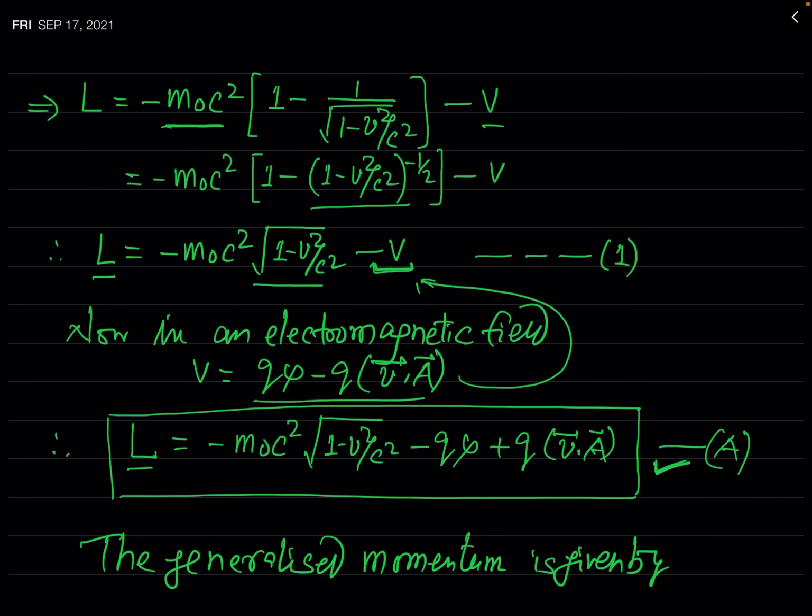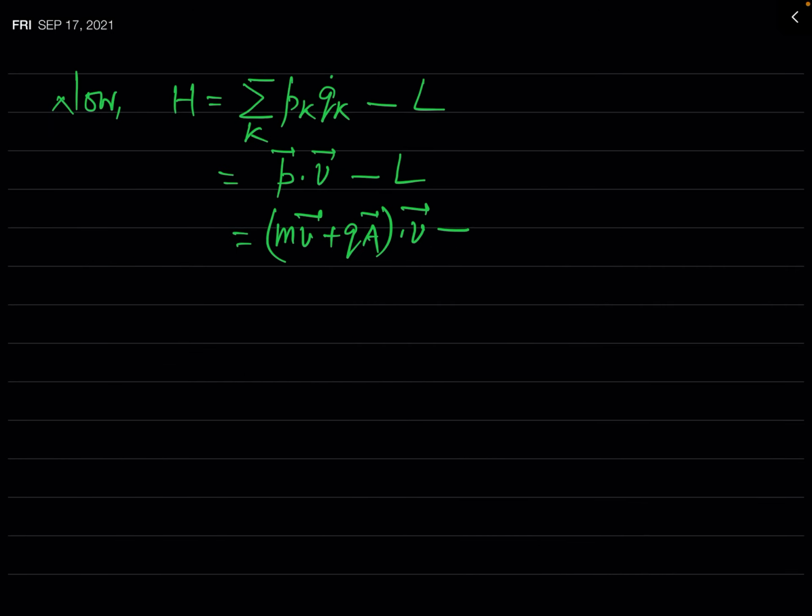Now you can see we have already obtained the expression for L, the relativistic Lagrangian, in equation A. So let us substitute the value of L from equation A into that equation. You can see this expression. When you put this value in, since there is a minus L, all the minus terms will become plus and the positive terms will become negative. So see this equation carefully, and I am now writing this expression here.